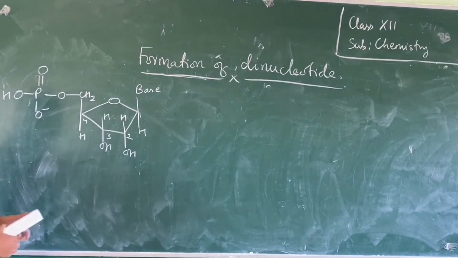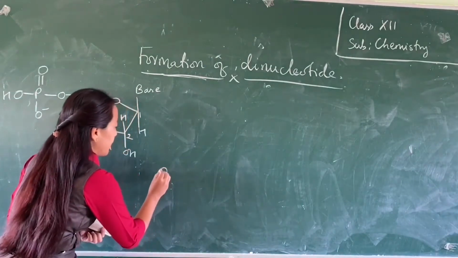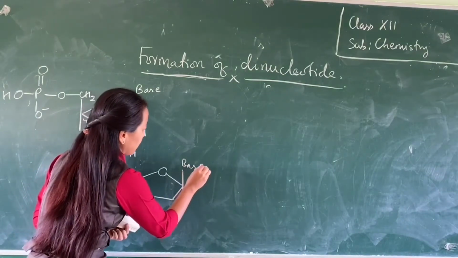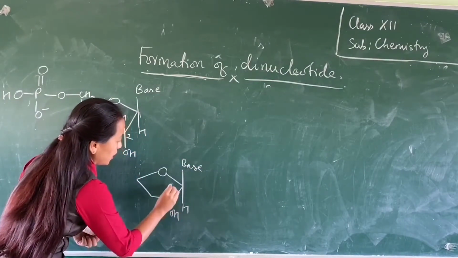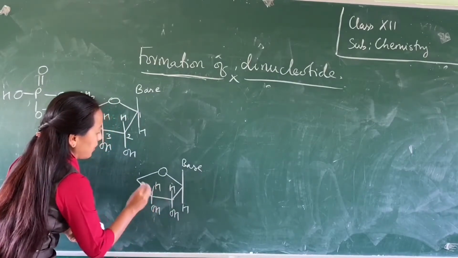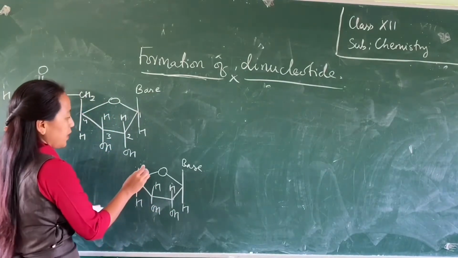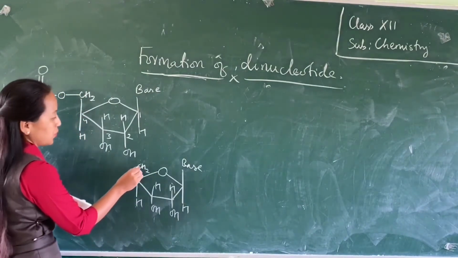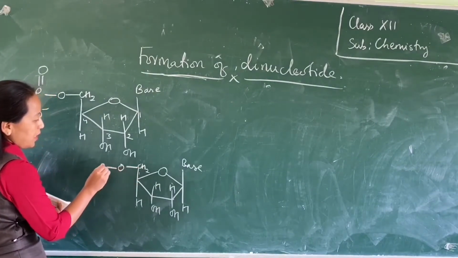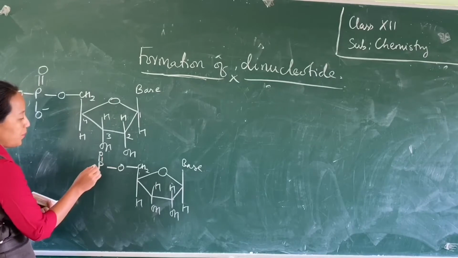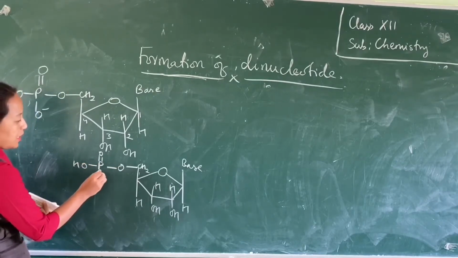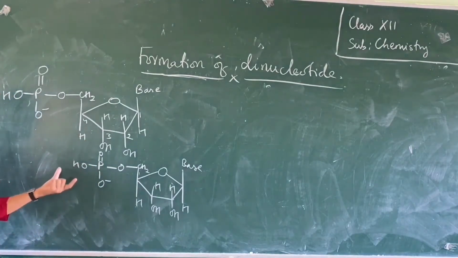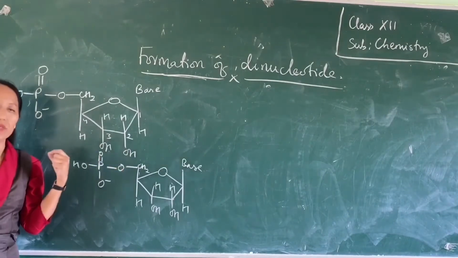Now let me write down the next nucleotide. Again, you have a sugar component. The first carbon atom bears the base, H, and then you have OH, H, OH, H, and then you have H, and the fifth carbon atom, that is CH2, again which is connected to the phosphate group through oxygen, and P, double bond O, and then you have OH, and then you have O minus. Now these are the two nucleotides which combine together to form a unit of dinucleotide.